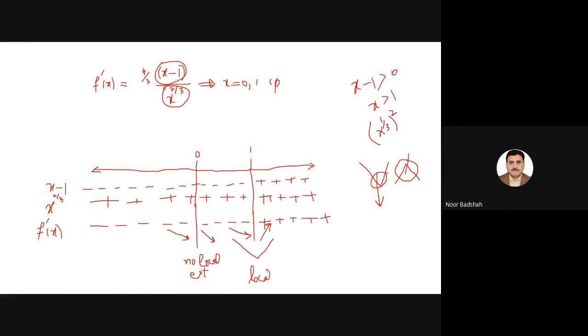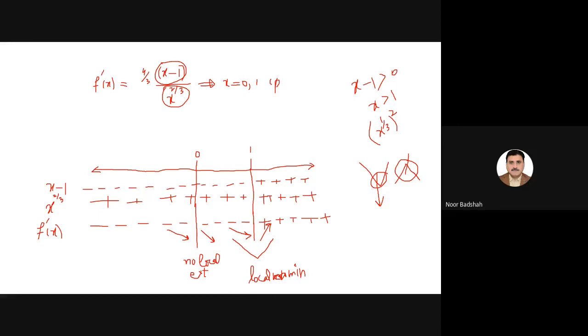If somebody asks you, what about the absolute in this case? Sorry, this is a minimum, not a maximum. This is a local minimum. Now, whether this local minimum is absolute or not, you may be asked. I'll explain that in a while, how do we check it?